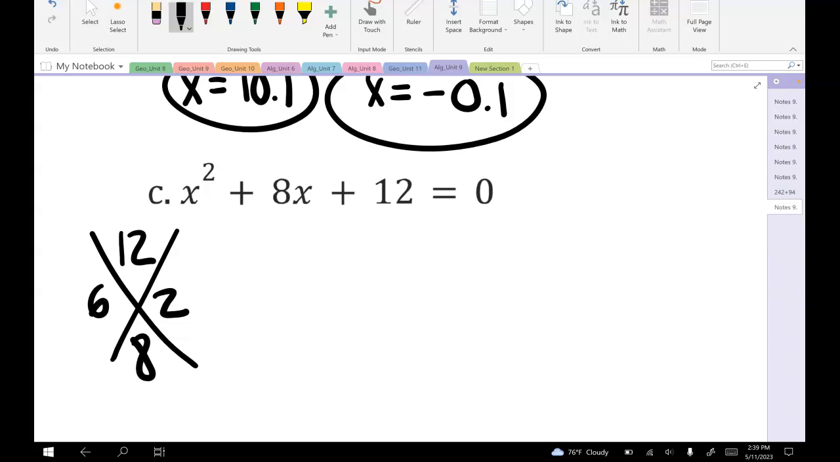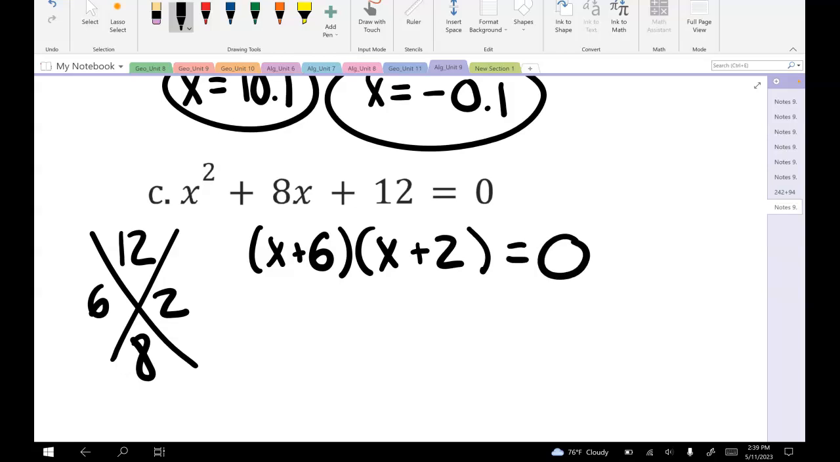And just like how we did in the first example, I can write this as a pair of 2 factors. X plus 6, and then also x plus 2 is equal to 0. And then we have to solve this. We have to get an answer out for x. So we have to go back to what we learned in Unit 7. Our ZPP, which stands for zero product property, which means we have to set each of these parentheses equal to 0 and solve.